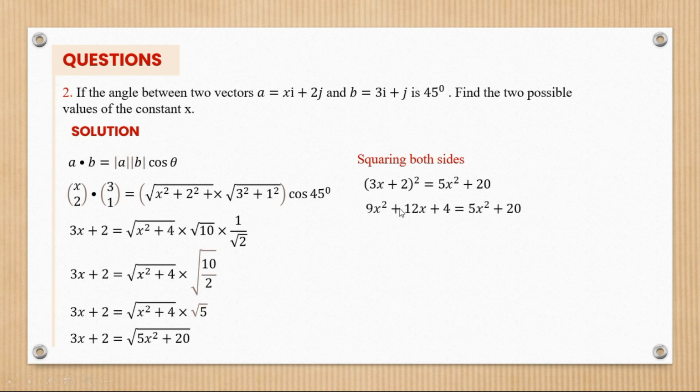I'll have 9x squared plus 12x plus 4 being equal to 5x squared plus 20. So when I collect like terms, I'll have 4x squared plus 12x minus 16 being equal to 0. Now this is a quadratic equation. So I can divide both sides by 4, and I'll have x squared plus 3x minus 4 being equal to 0. So with the knowledge of quadratic equations, when I plug into my calculator, I'll have x being equal to 1 or x being equal to negative 4. And these shall be the two possible values of the constant x.